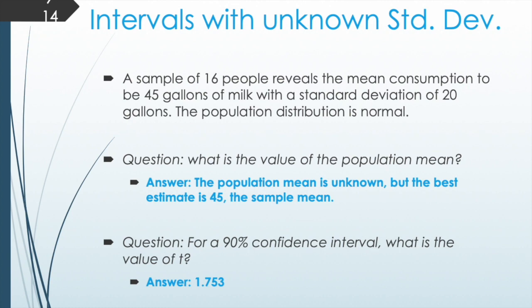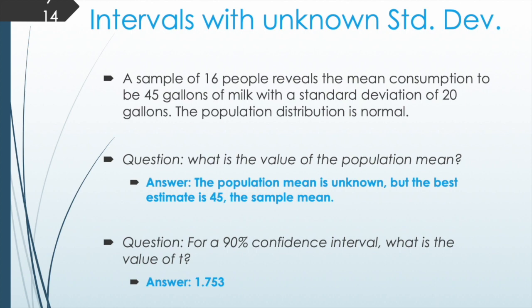So suppose we have a sample of 16 people, and we find that the sample mean is 45 gallons of milk consumed with a sample standard deviation of 20 gallons. We're assuming again that the population distribution is normal. Let's answer a few questions. What is the value of the population mean? Well, again, it's unknown, but our best estimate here is 45 because that's our sample mean.